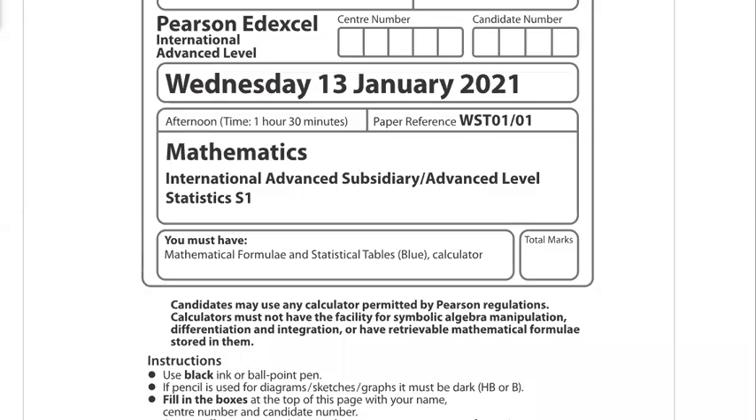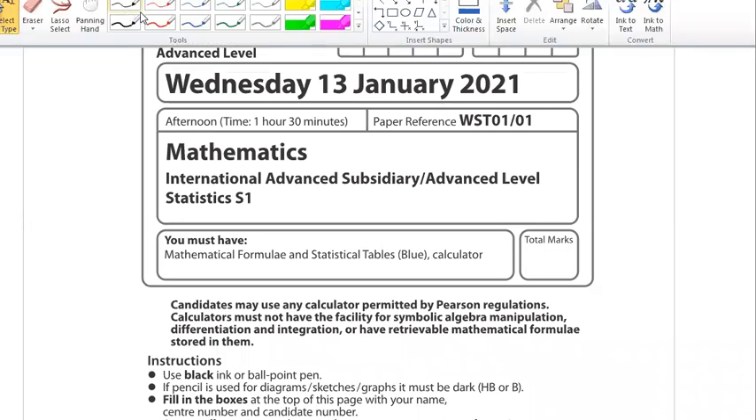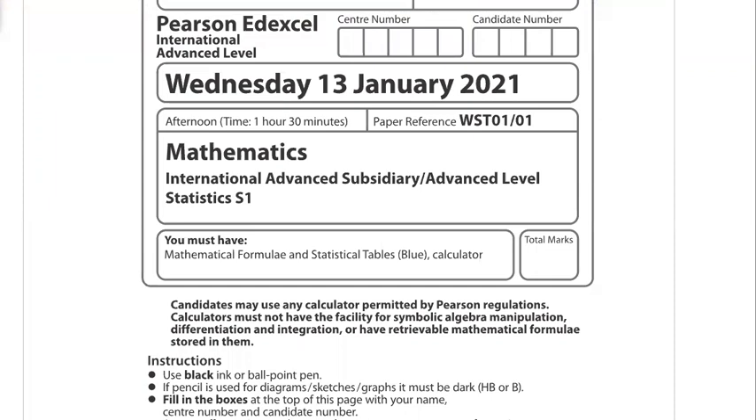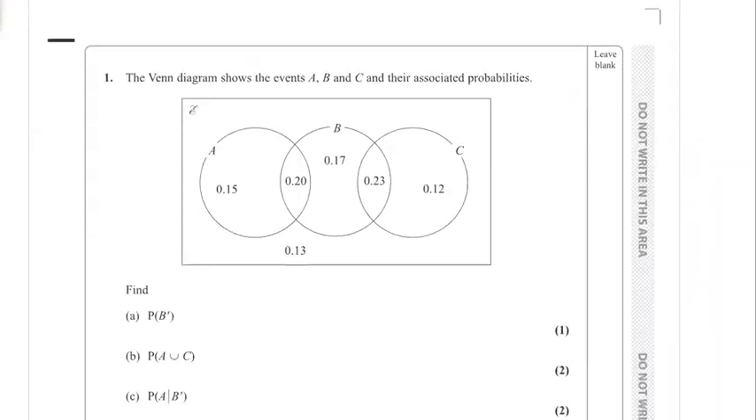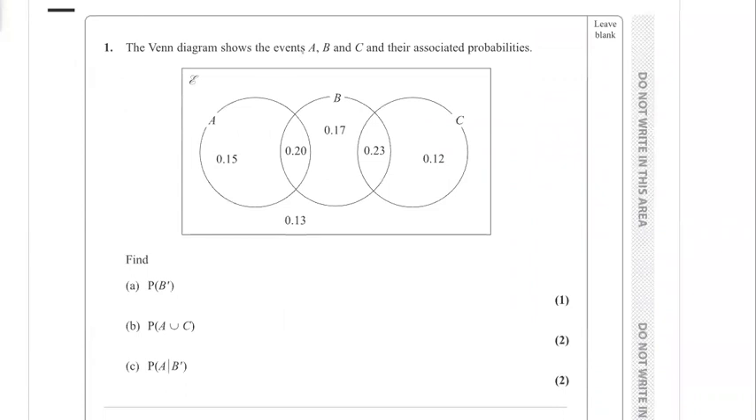In this video, we are going to solve International Advanced Level S1, January 2021. So let's begin with question number 1. Question 1 is, the Venn diagram shows the events A, B, and C and their associated probabilities. Here in the Venn diagram, set A, set B, and set C with their associated probabilities are shown. We have to find the probability of B complement.